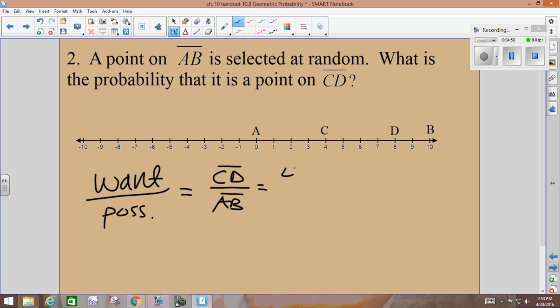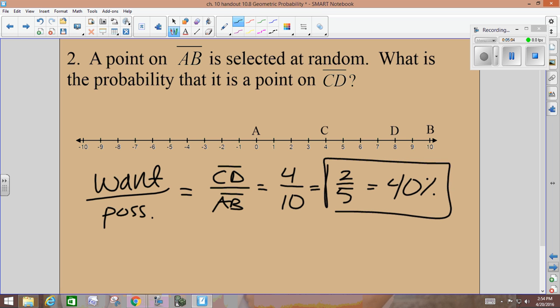CD is 4. AB is 10. So 4 over 10 would reduce to 2/5, which would be a 40% chance. That's all you do.